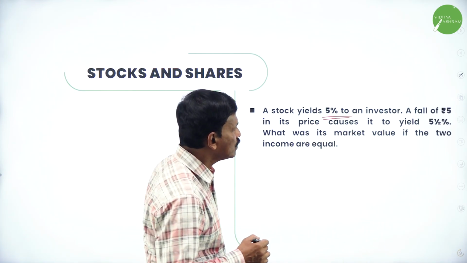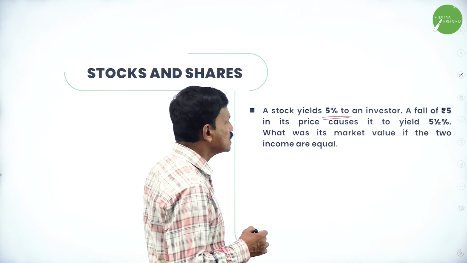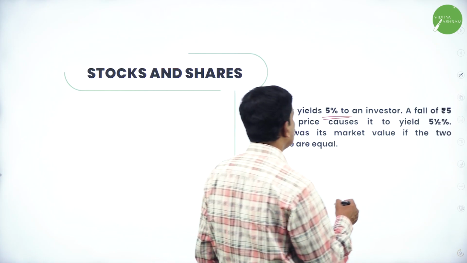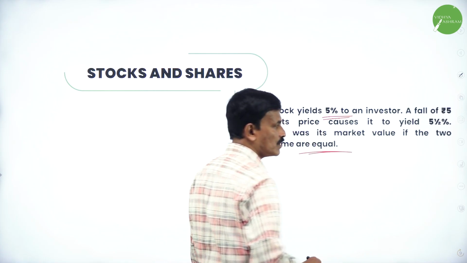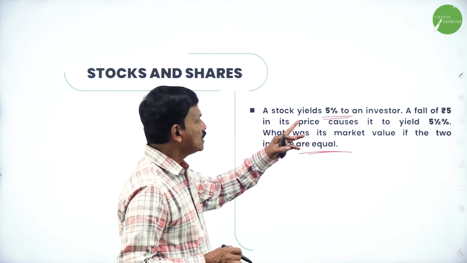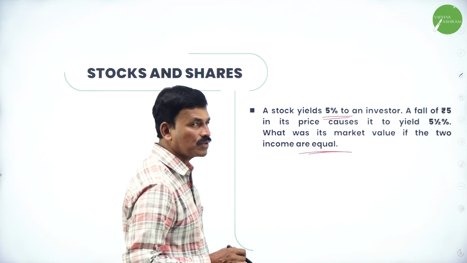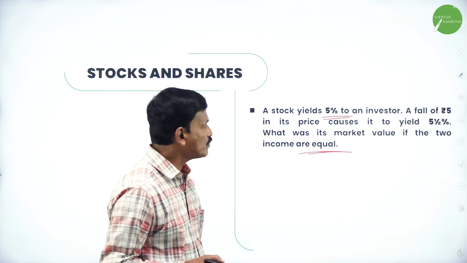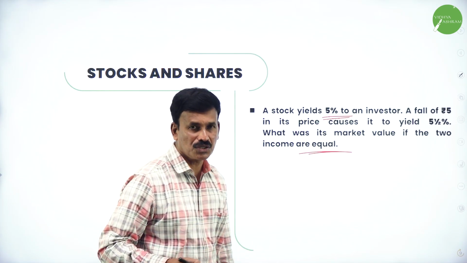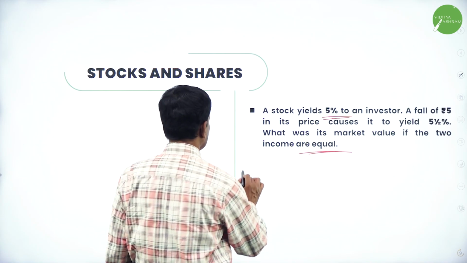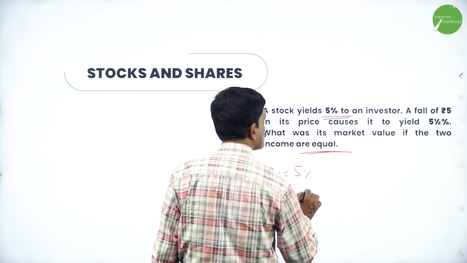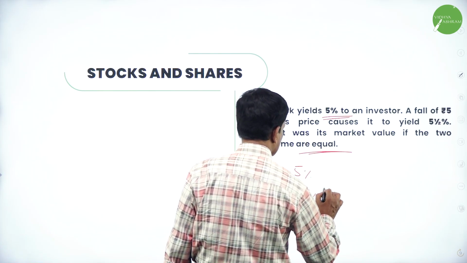A stock yields 5% to an investor. A fall of rupees 5 in its price causes it to yield 5.5%. What was its market value if the two incomes are equal? See, what is the first condition? A stock yields 5% to an investor. A fall of rupees 5 in its price causes it to yield 5.5%. Now let D1 be 5% and D2 be 5.5%.